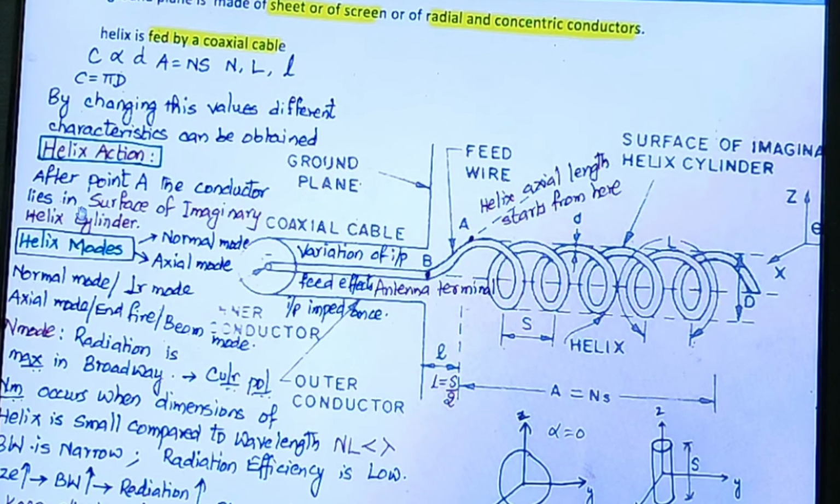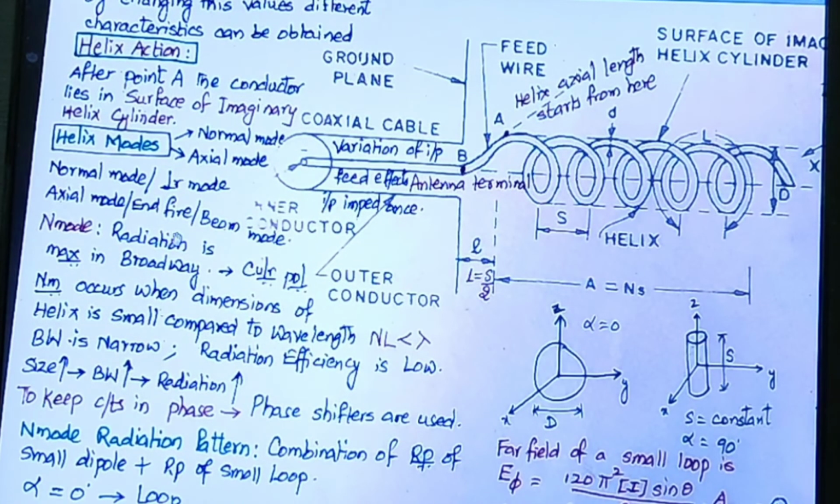Basically, to understand the operation of the helical antenna, it is necessary to understand the different modes of the helix. So, helix modes are of two types. The first one is normal mode, the second one is axial mode. The normal mode is also called perpendicular mode. Axial mode is also called end fire mode or beam mode. Okay, now let us discuss the normal mode of the helical antenna.